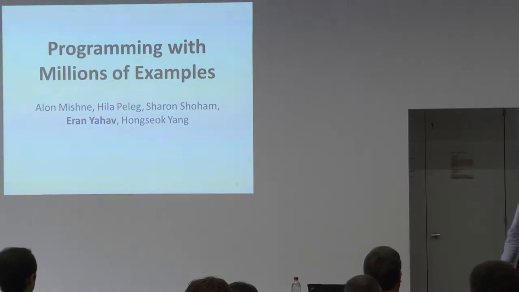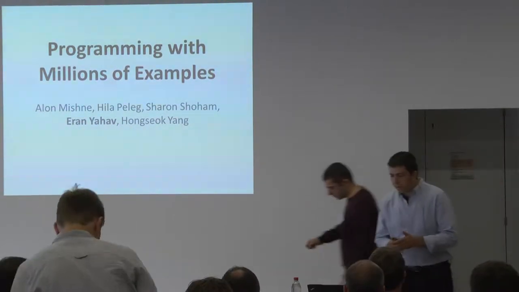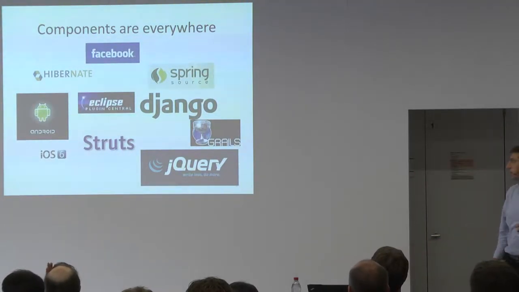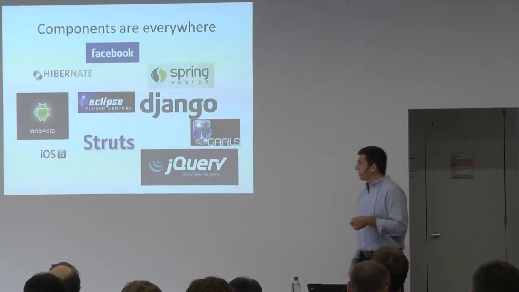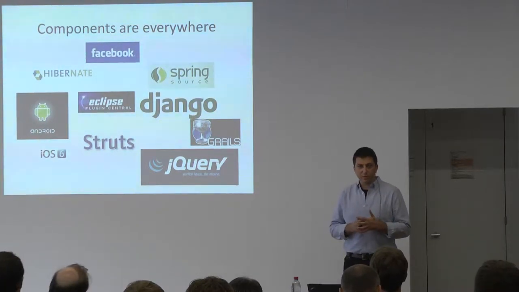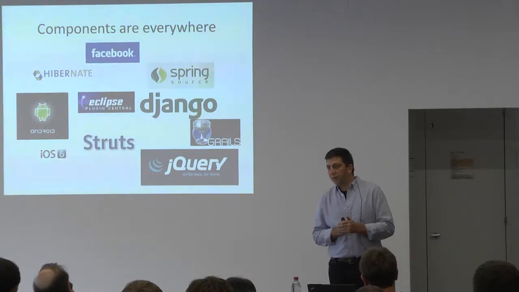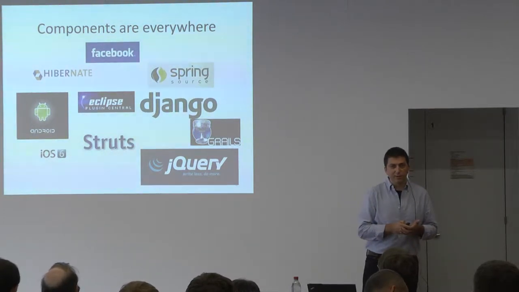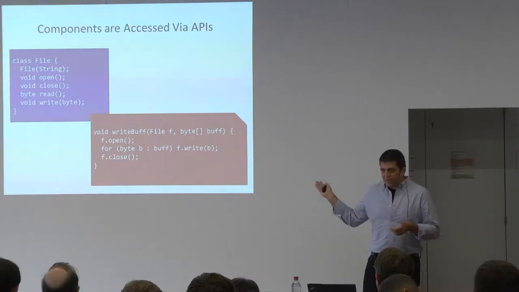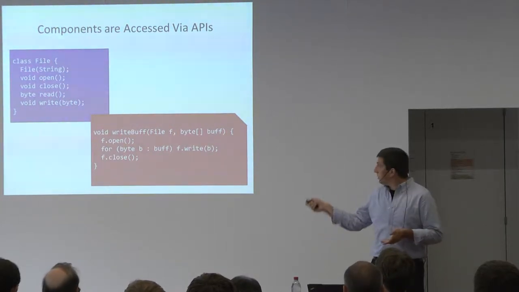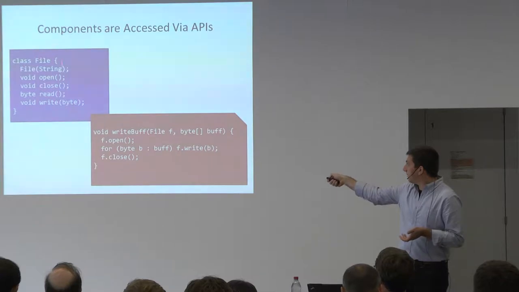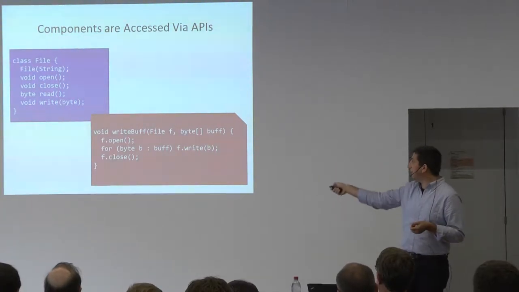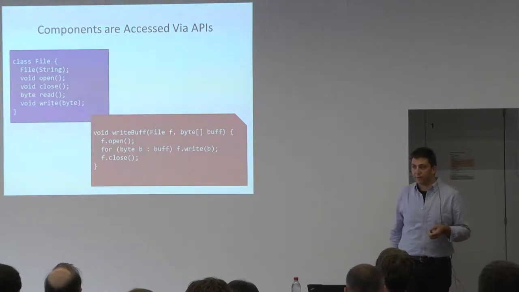So, yeah, great. Okay, so I'm going to talk about programming with millions of examples, and I'd like to start with something that you probably know: that programming today is more and more about putting components together, and not really about writing low-level code, and there's a lot of components out there. And components expose APIs, so you can access them via an API. You have a file, and it has open, close, read, and write.